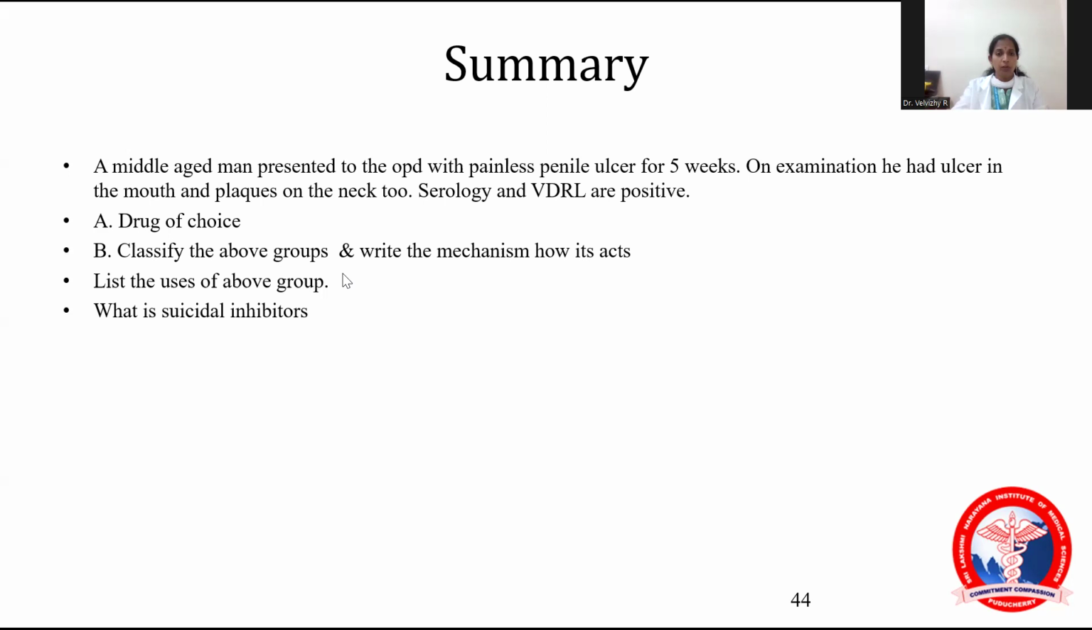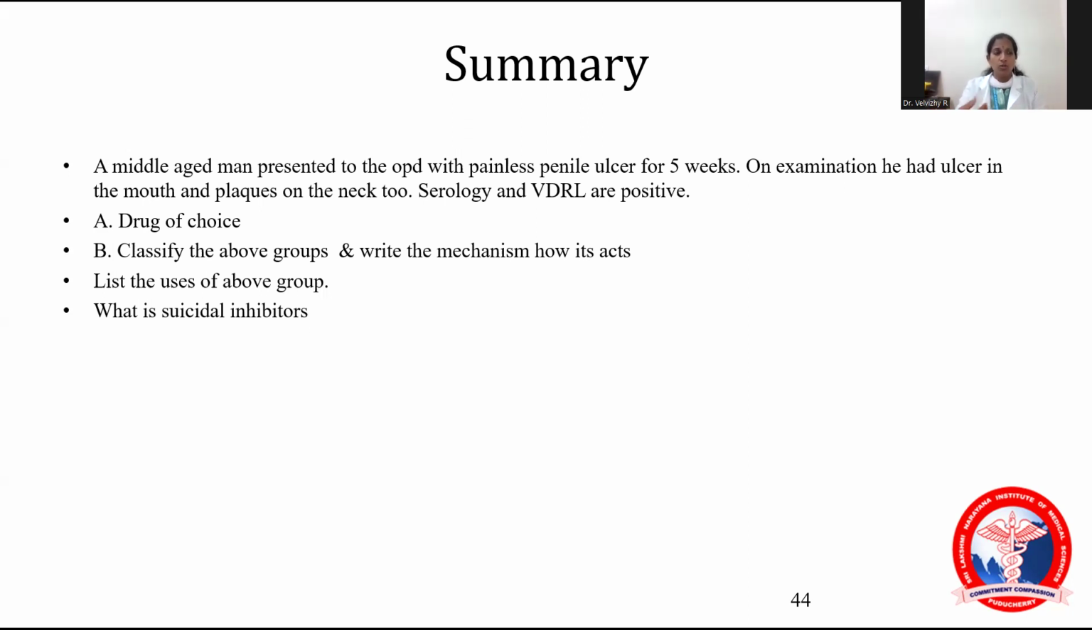And classify the above group means you have to classify penicillin and write the mechanism, how it acts, how it inhibits the transpeptidation step, all those things. The third one is to list the uses of the above group. It is narrow spectrum, active against gram-positive organisms. The uses are streptococcal infections, pneumococcal meningitis, Treponema pallidum, syphilis, diphtheria, anthrax, gas gangrene, clostridial infections, and even some pseudomonas infections.